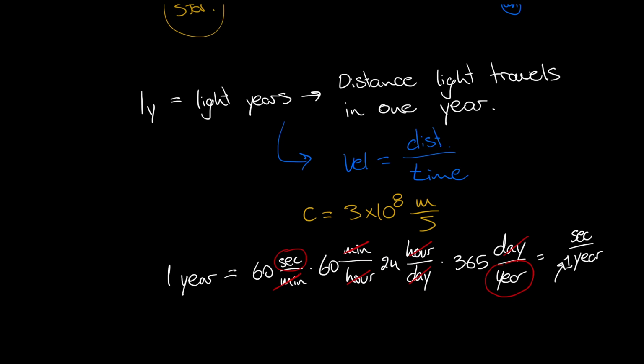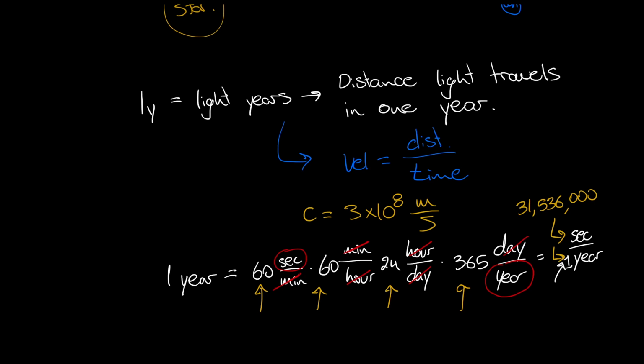So what do we have here? I have 60 times 60 times 24 times 365. That's a big number. I'm going to need to pull out my calculator. I do not want to waste your time doing goofy mental math. 60 times 60 times 24 is 86,400, times 365. This is a big number: 31,536,000. That's how many seconds are in 1 year.